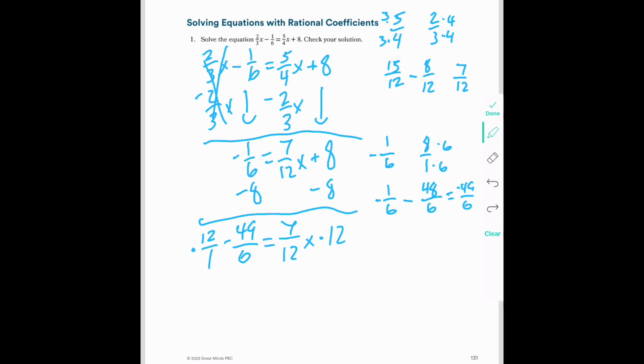I'm going to multiply by 12 over here. This is going to cancel out the denominator of 12 to give me 7x is equal to, then I have to pull out my calculator. Everybody should have a calculator on their desk.